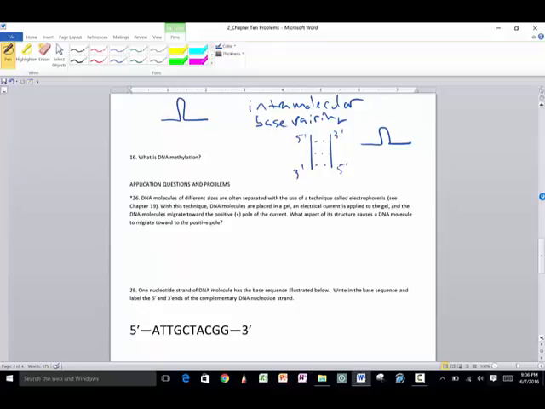DNA molecules of different sizes are often separated with the use of a technique called electrophoresis. You've all done electrophoresis and run gels. With this technique, DNA molecules are placed in a gel. Electric current is applied. So let's say we're going to put the DNA here.